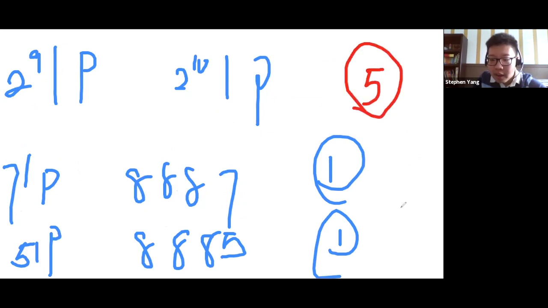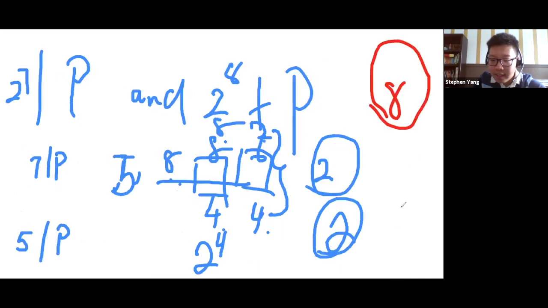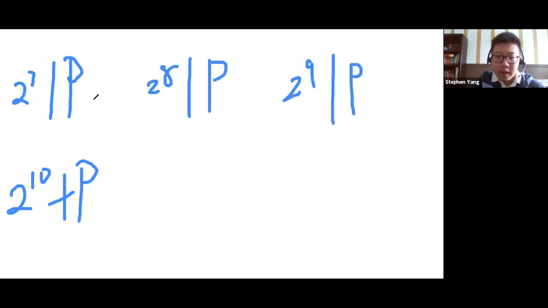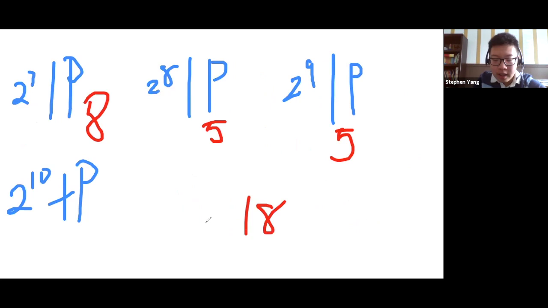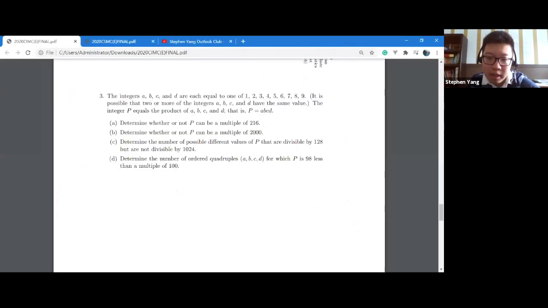So in total, we have 5, 5, and 8. Adding them up, this is an 8, this is a 5, this is a 5. Adding them up, we'll have 18. So there are 18 possible different values of p that are divisible by 128 and not divisible by 1024. So is everybody good with my solution here?